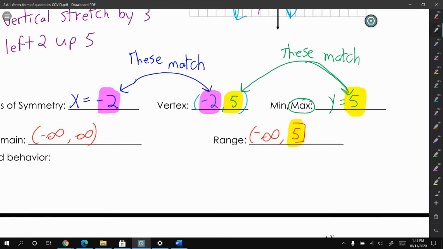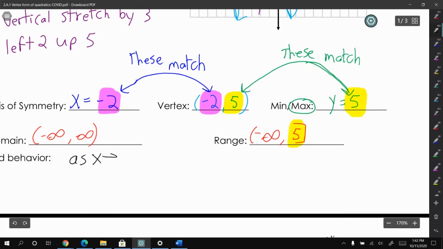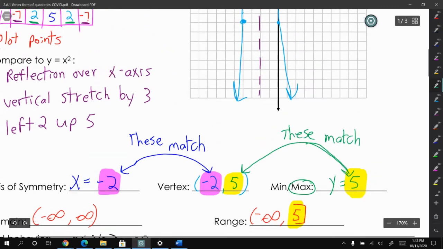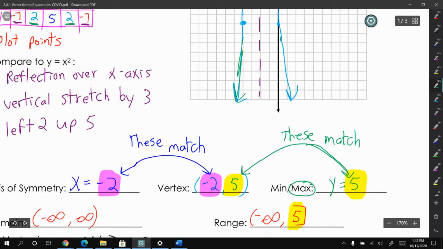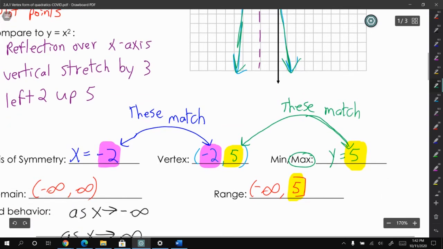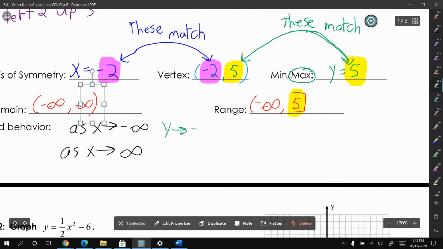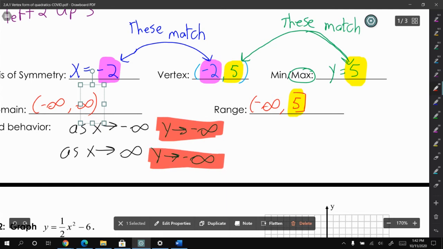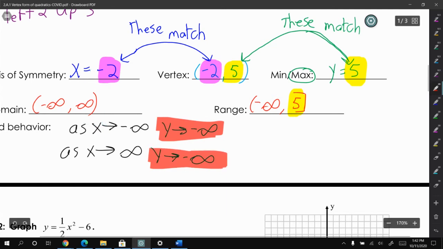And then the end behavior. We have as x approaches -infinity, which is the left side, and as x approaches +infinity, which means right side, the left side of our graph is going down, and the right side is also going down. So y approaches negative infinity on both sides. And just like with the absolute value graphs, your end behavior will always be going in the same direction. Y will go either to positive infinity on both sides or negative infinity on both sides.